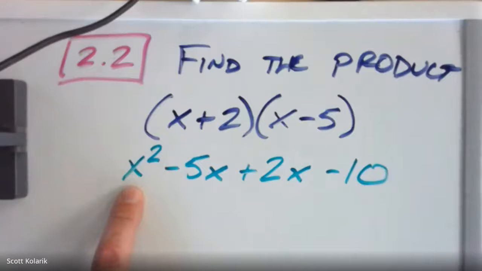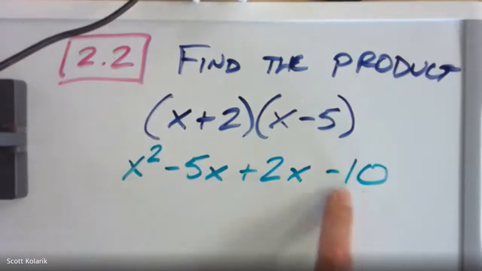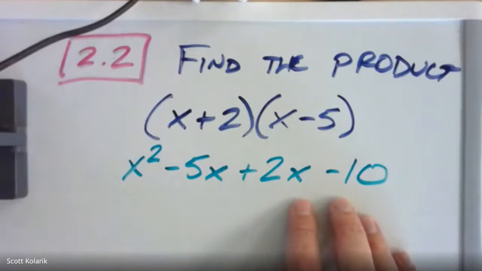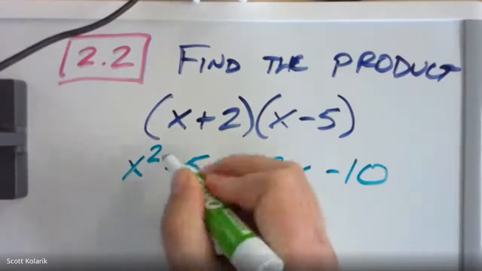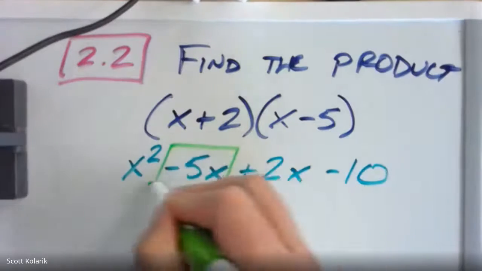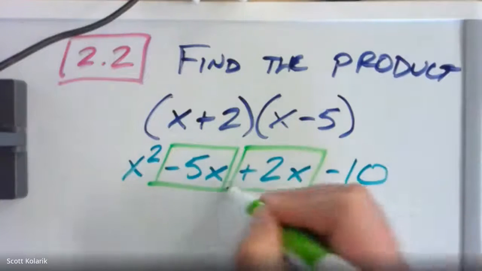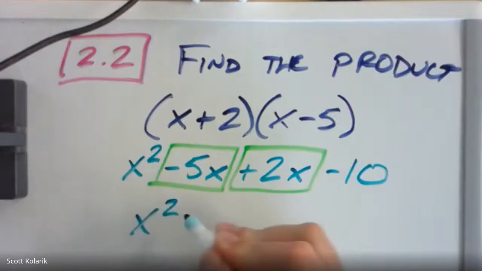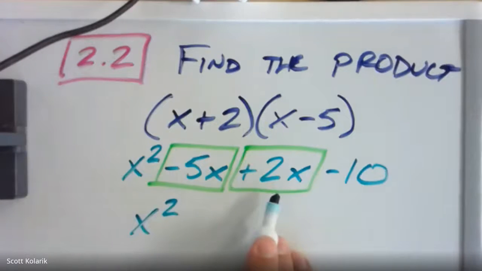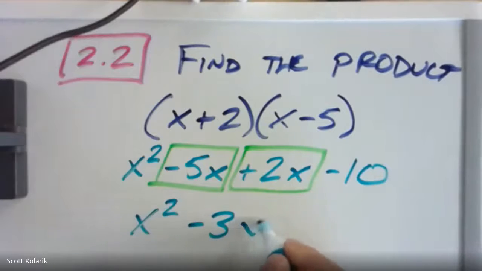X squareds can only go with x squareds, x's can only go with other x's, and numbers will go with numbers. This is actually similar at this point to what we did in the first problem where I'm just collecting like terms. In this case, only these x's can combine. So the -5x, and I do this on purpose, keeping the signs with the numbers, the -5x and the +2x will combine. X squared, there's nothing like it, so x squared stays x squared. The -5x plus 2x gives me -3x.